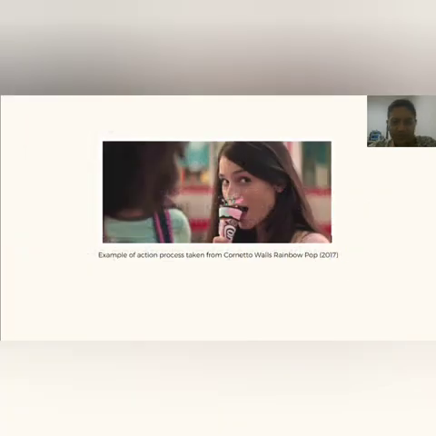Now please take a look at the picture. This is an example of the meaning of the pictures, which is the action process. So what is the action process itself? The action process gives the idea of how the visual or the pictures act to inform and to deliver the message. This is an example of a picture from the Cornetto Walls Rainbow Pop advertisement.